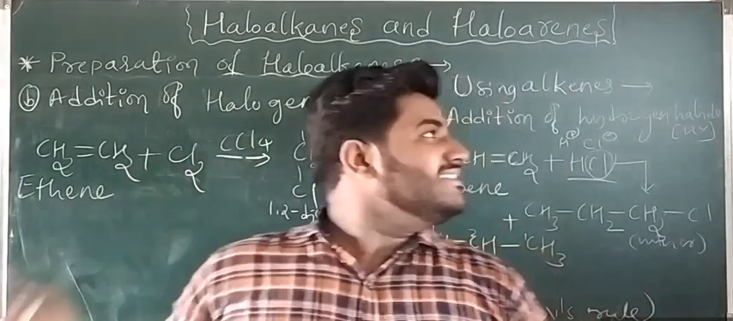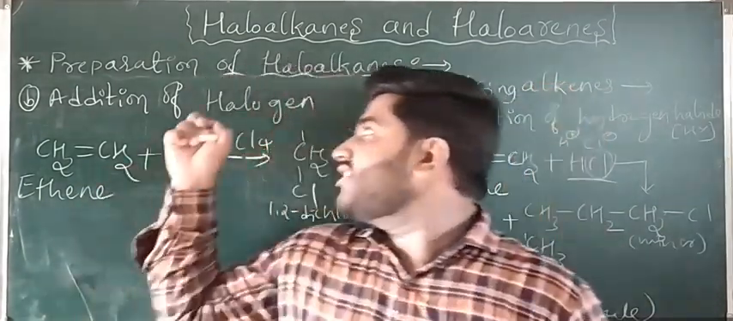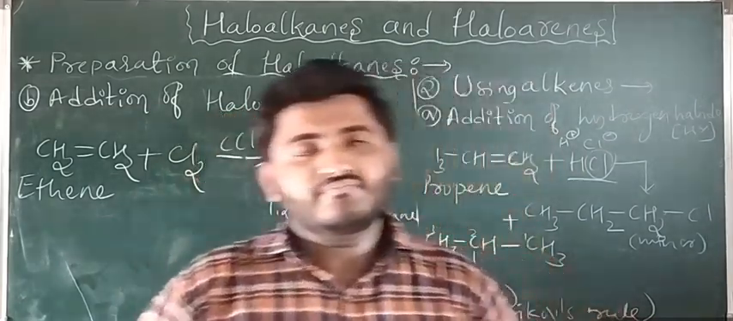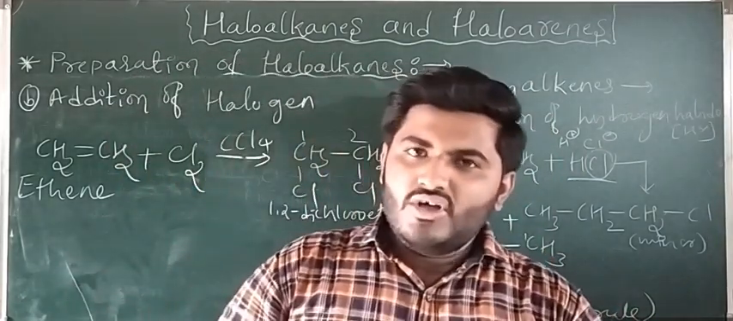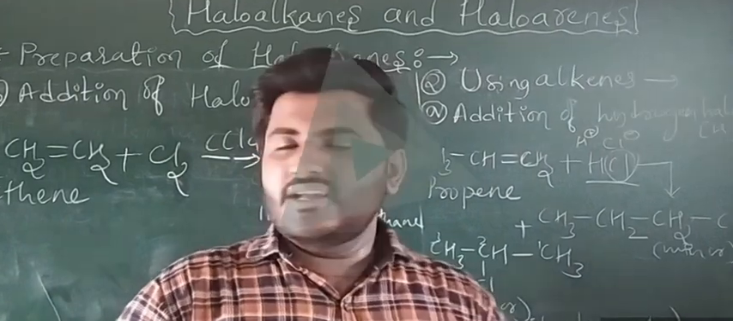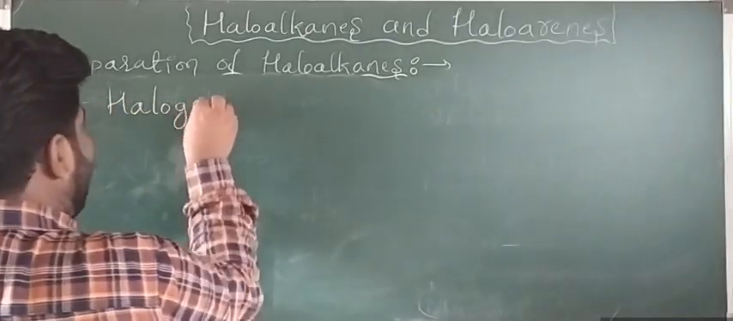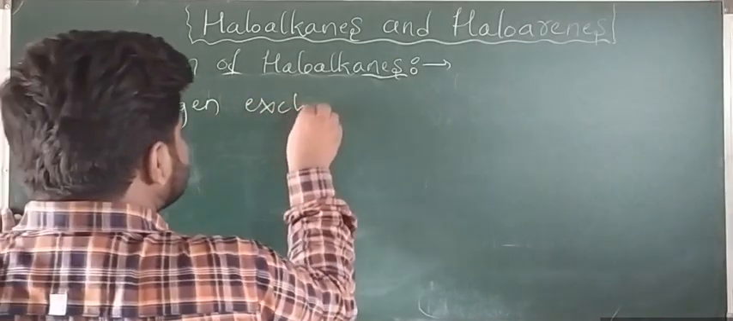Using hydrocarbons, in that using alkene, in that addition of hydrogen halide, halogen. I hope you understood. Now we have to go to the third method: halogen exchange.